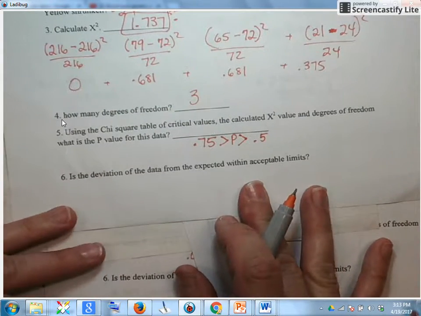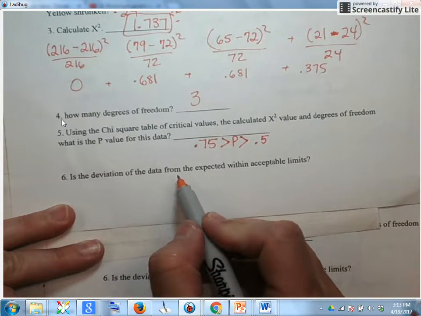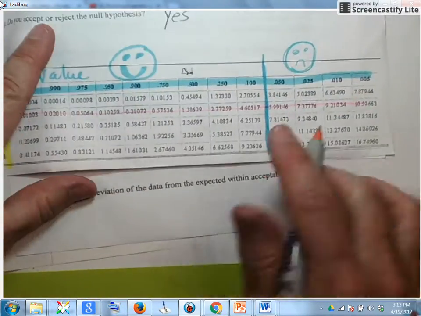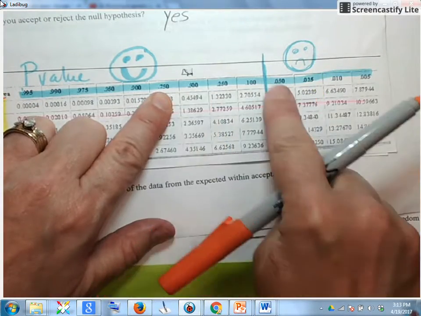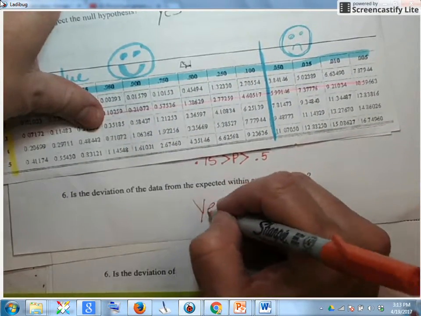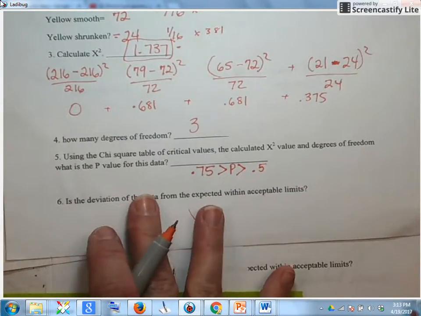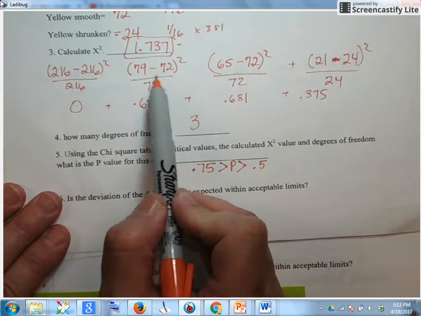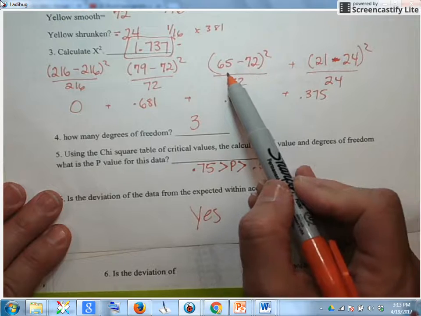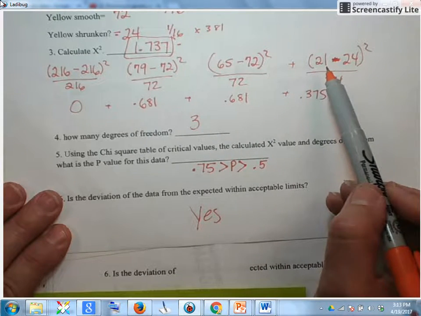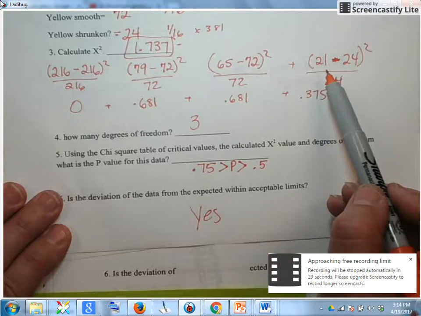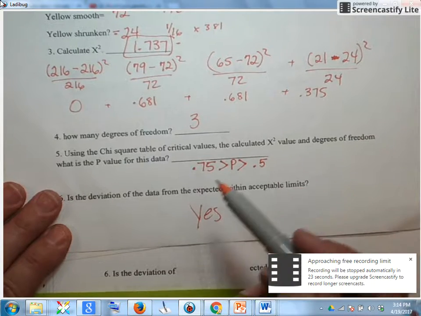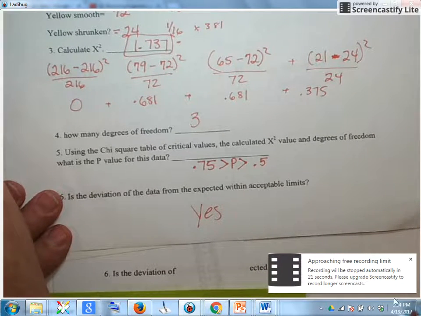Okay. Is the deviation from this data within acceptable limits? Well, yes, it is. Why? Because here, our p-value is over here. Anything on this side is acceptable. So the answer is yes. So what is this saying? This is saying we didn't get exactly what we expected. We expected 72, we got 79. Expected 72, got 65. Expected 24, got 21. We did not get exactly what we expected. But the deviation is within acceptable limits. So whatever happened just out of chance. And I hope that's helpful.